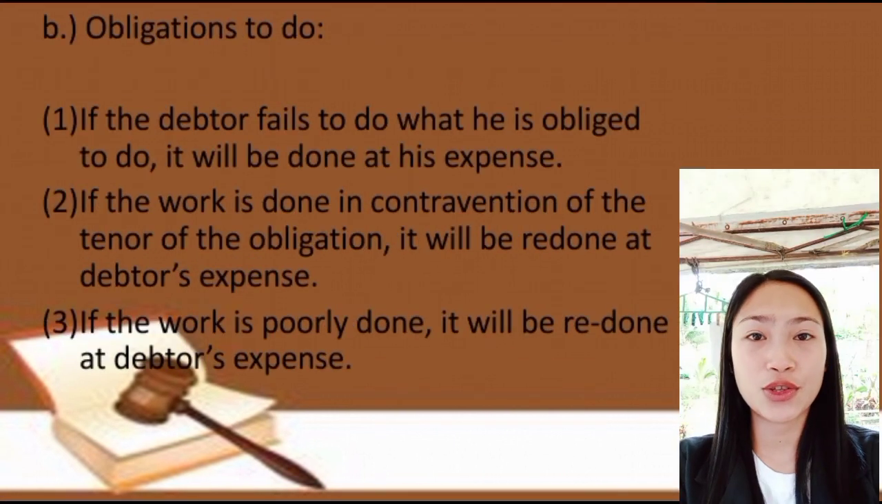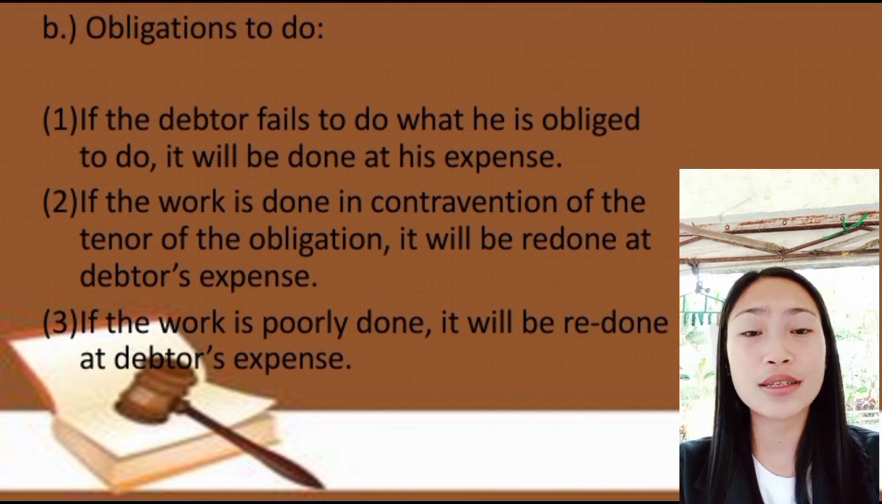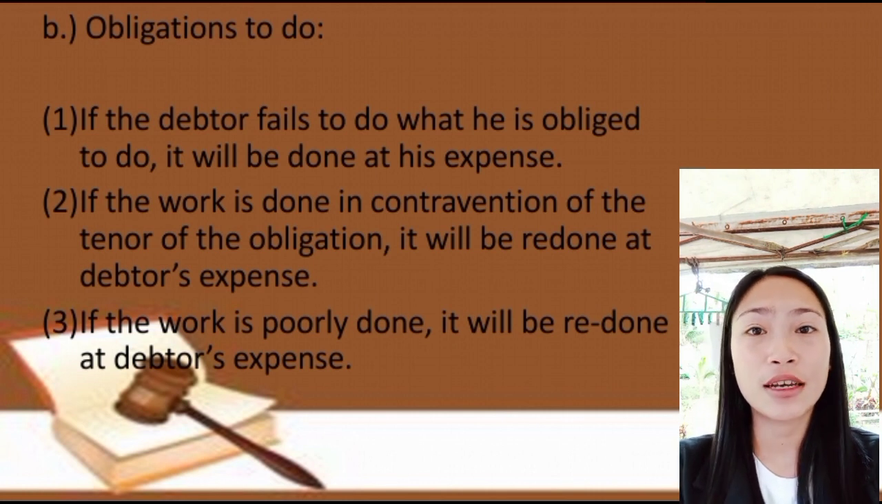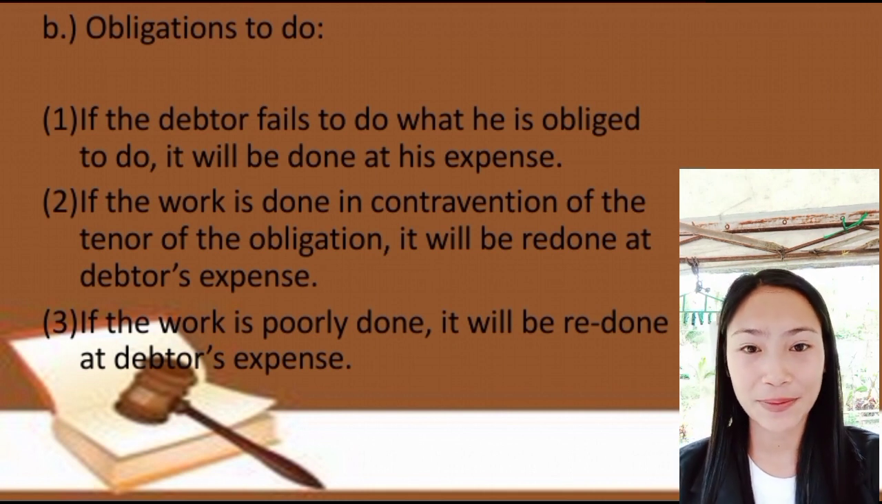Now, obligations to do. First, if the debtor fails to do what he is obliged to do, it will be done at his expense. Second, if the work is done in contravention of the tenor of the obligation, it will be redone at the debtor's expense. Third, if the work is poorly done, it will be redone at the debtor's expense.